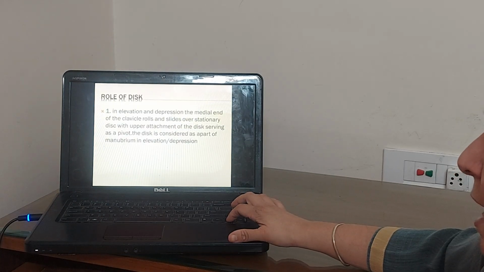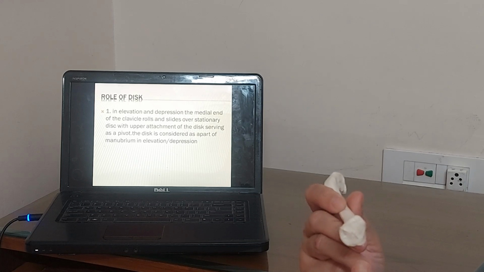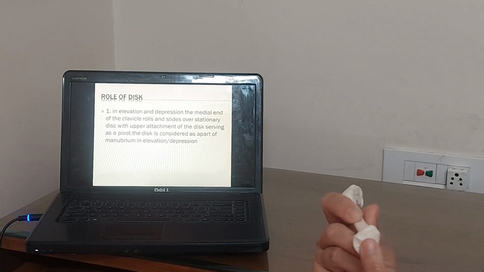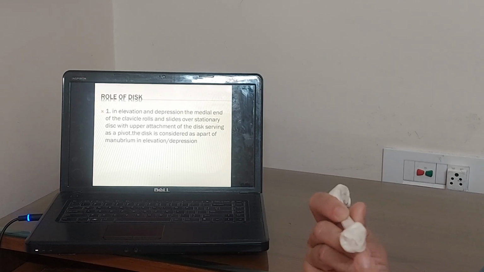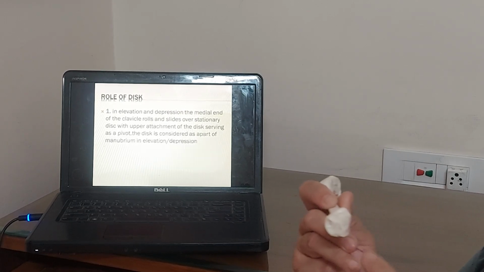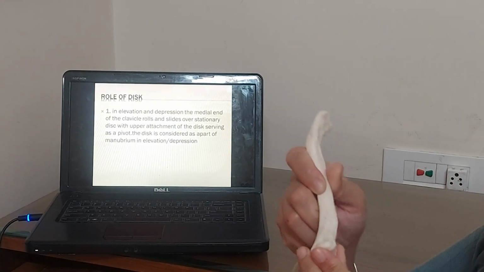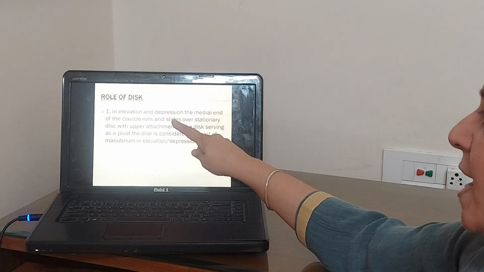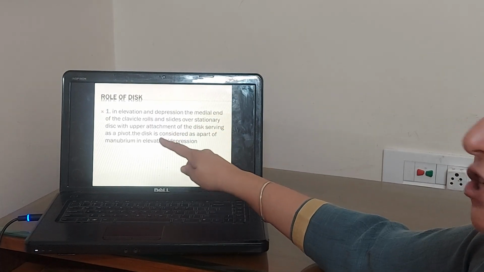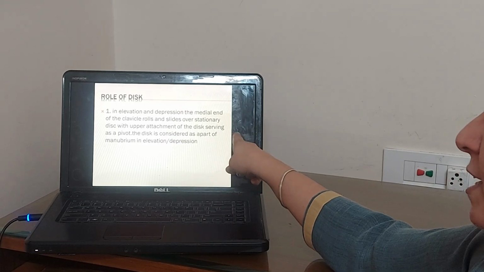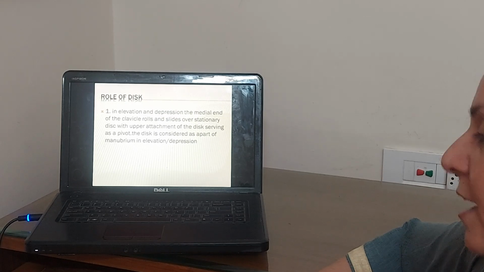Fine. Now the important thing over here is the role of the disc. As I told you, in elevation and depression, this kind of movement, the disc plays a very crucial role. The movement takes place on a disc, that is, it acts as a pivot. It works along with the sternum and it acts as a pivot on which the elevation and depression take place. In elevation and depression, the medial end of the clavicle rolls and slides over a stationary disc, with the upper attachment of the disc serving as a pivot. The disc is considered a part of the manubrium in elevation and depression.